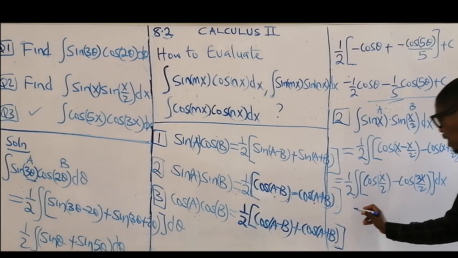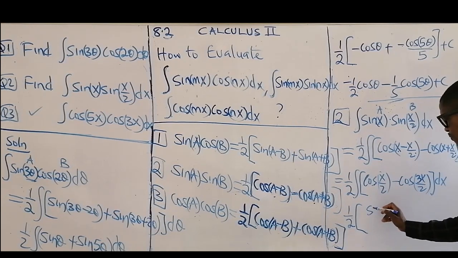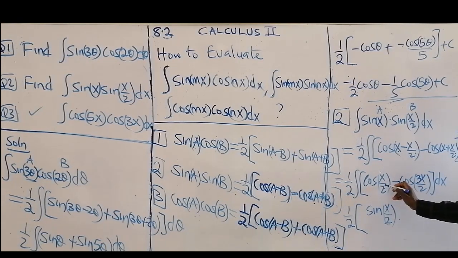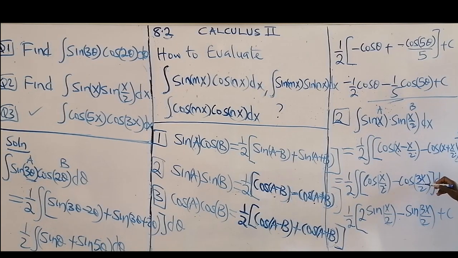On the final note, the integral of cosine is sine of the function, but we divide by the derivative of the inner function, which is 1 over 2. That flips upside down and will be times 2. Then minus, the integral of cosine is again sine of the function, plus c, but we divide by the derivative of the inner function. The derivative of 3 over 2 x is 3 over 2, so it flips and will be 2 over 3. Close the brackets. That is the answer for that case.